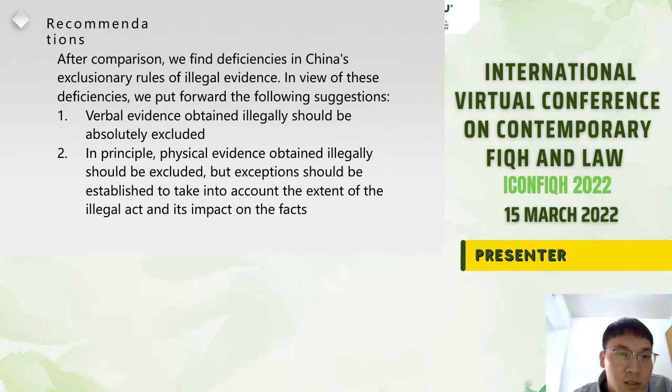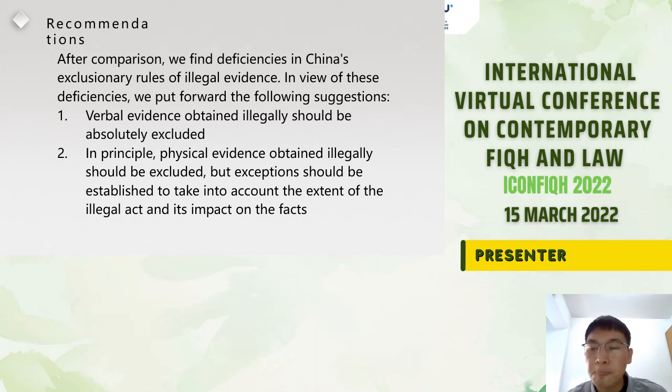And the recommendations for China. After comparison, we find deficiencies in China's exclusionary rules of illegal evidence. In view of these deficiencies, we put forward the following suggestions. Number one, verbal evidence obtained illegally should be absolutely excluded. And number two, in principle, physical evidence obtained illegally should be excluded, but exceptions should be established to take into account the extent of the illegal act and its impact on the facts.